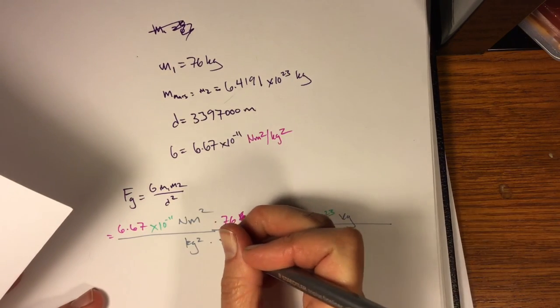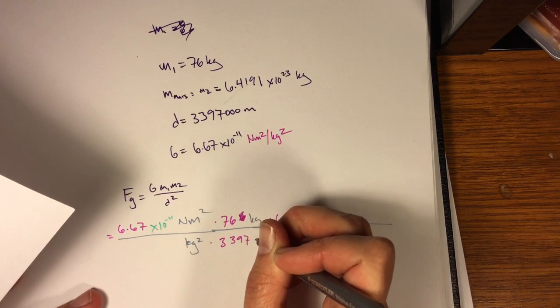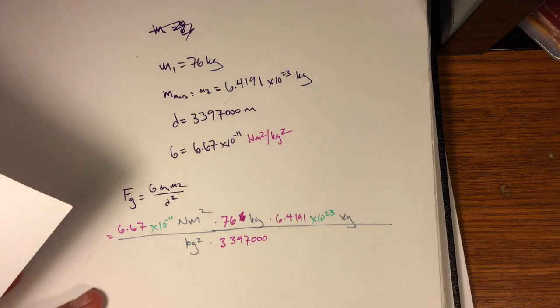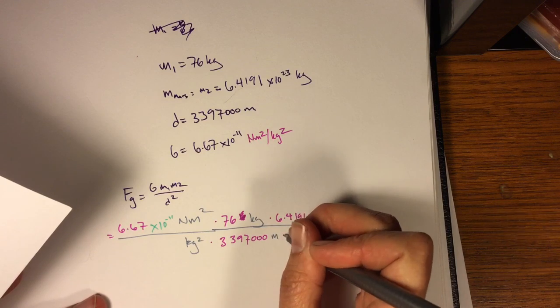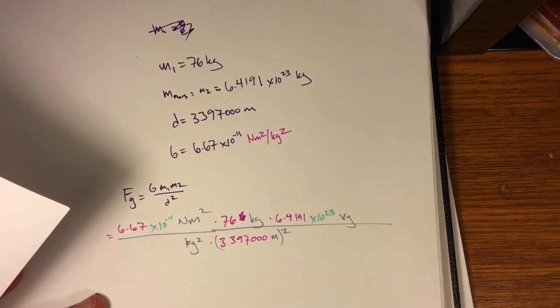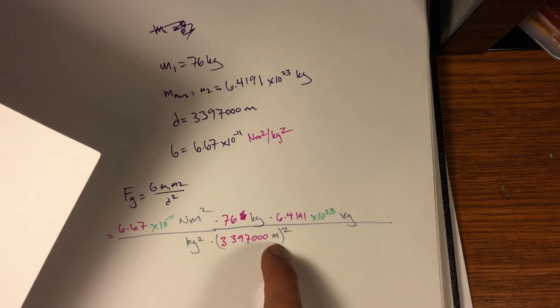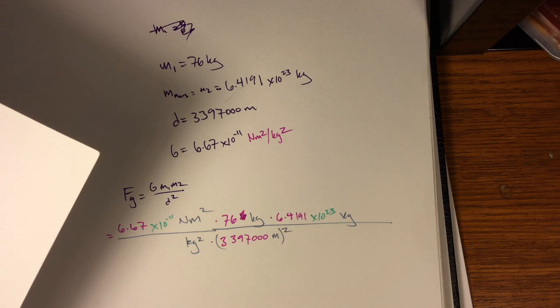Then I have to put on the bottom my distance. My distance is 3397000, and no times 10 to that, but times meters. Oh, and don't forget that's squared. So now let's go ahead and square this number just so I can start getting that in order.